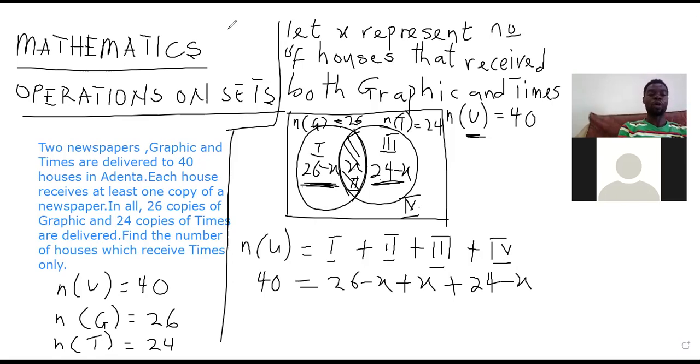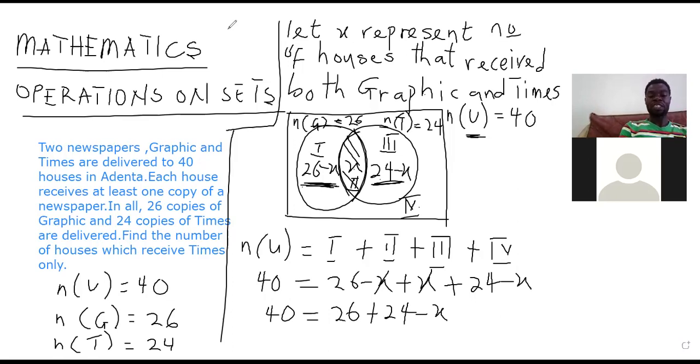Because each house receives at least one copy of a newspaper, we don't have any house that didn't receive any of the newspapers. So that portion will not come in. Now, minus X plus X: you have negative 1 plus 1, which is 0. SHS, you'll be using a calculator, so it will be very simple. So minus X plus X will cancel, and we're going to have 40 equal to 26 plus 24 minus X.